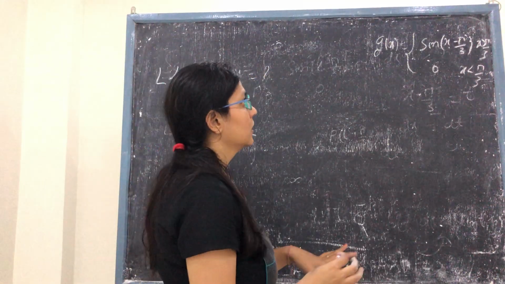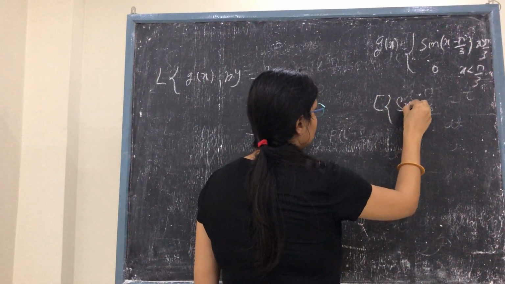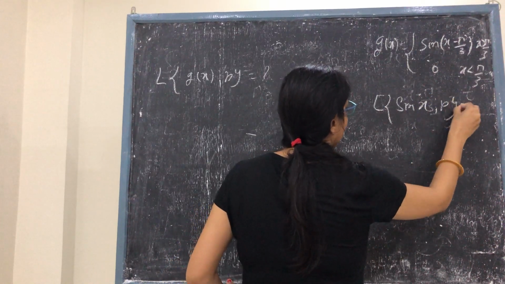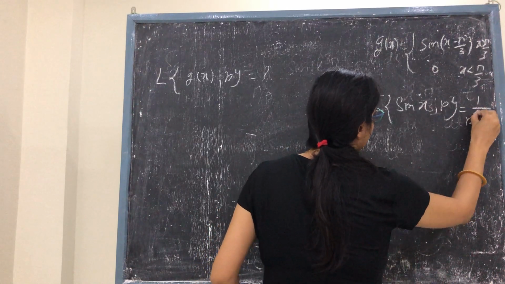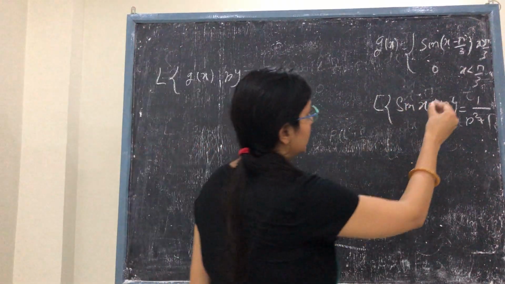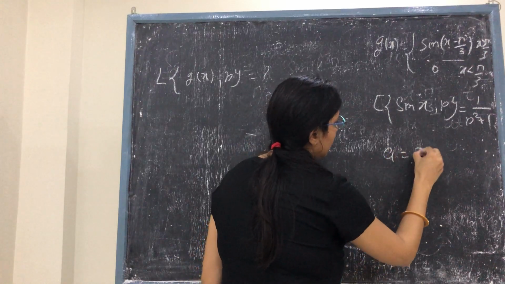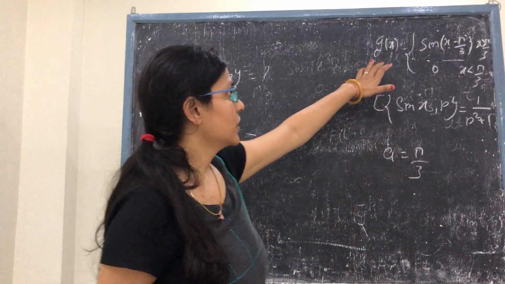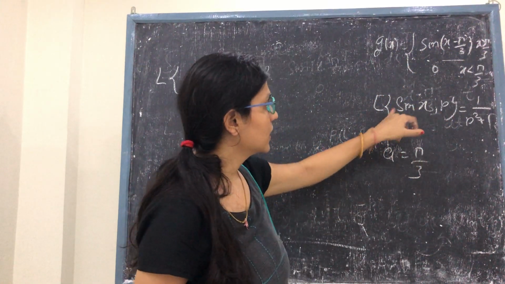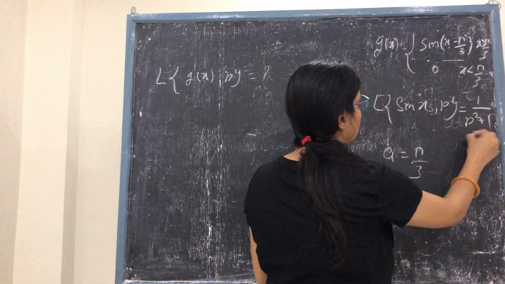Now we have to find the Laplace transformation of this function. Here we know that the Laplace transformation of the function sine of x is 1 upon p square plus 1. So here, a is pi by 3. Function g of x is defined as function f of x minus a, and f of x is sin x, whose Laplace transformation is given by 1 upon p square plus 1.